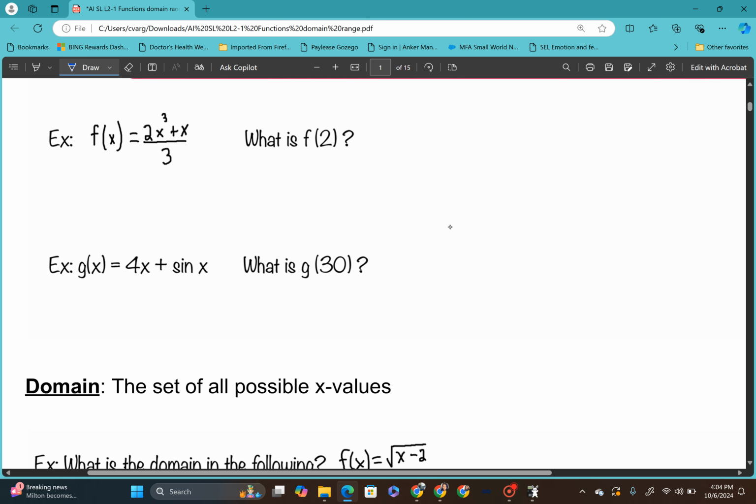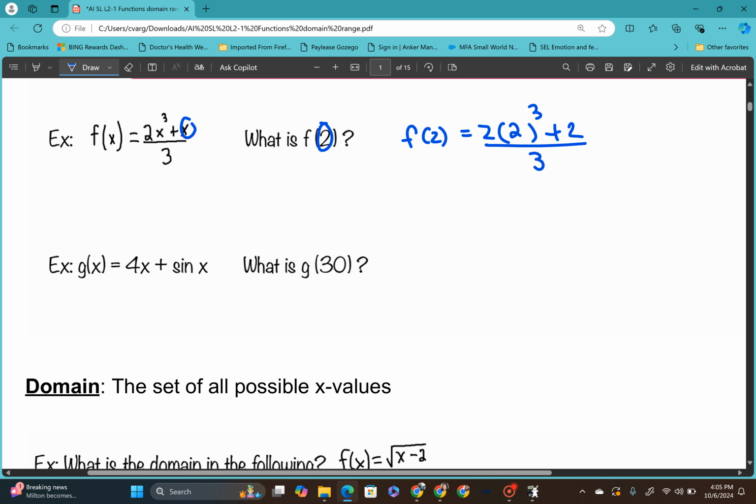So over here, our input is 2. So we're taking 2, and wherever we see an x, we're plugging in a 2 here. We're plugging in a 2 here. So f of 2 is going to equal 2, and then instead of our x, we're going to plug in the input, which is 2. We're going to raise that to the third power. So all I'm doing is following what my rule is saying. And then I'm adding my x again, which is 2, so I'll put 2 here, divided by 3.